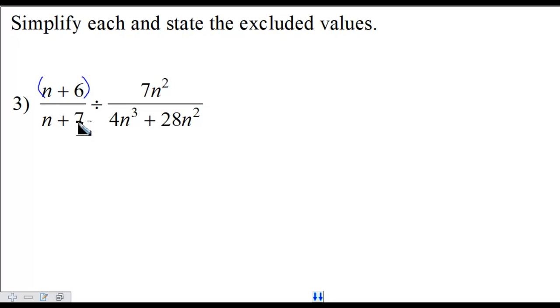Same thing for n plus 7. I'm going to go through the 3 questions. The answer to all 3 questions is no, so I'll put parentheses around n plus 7.